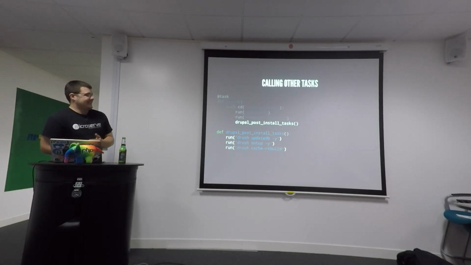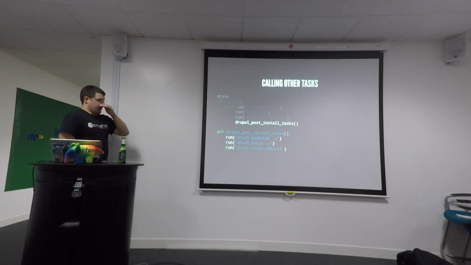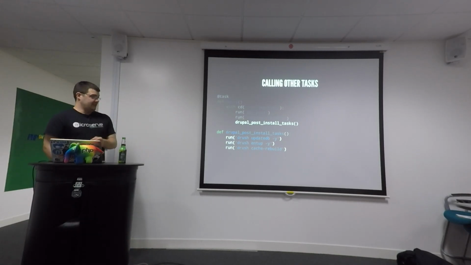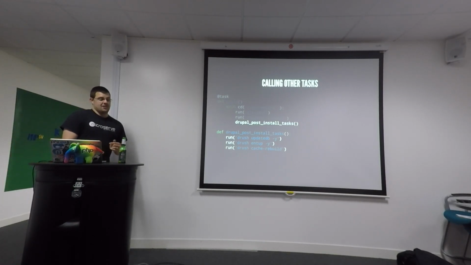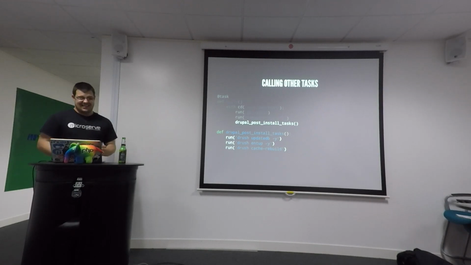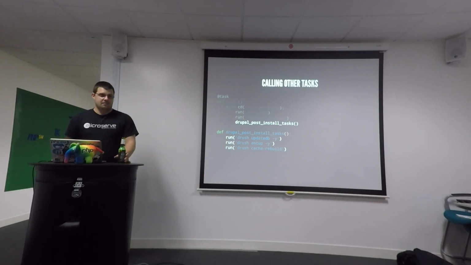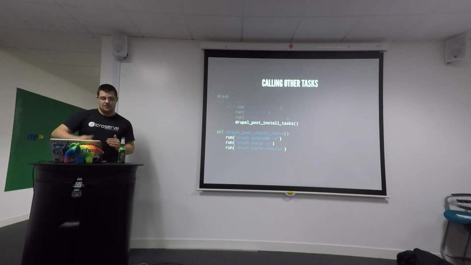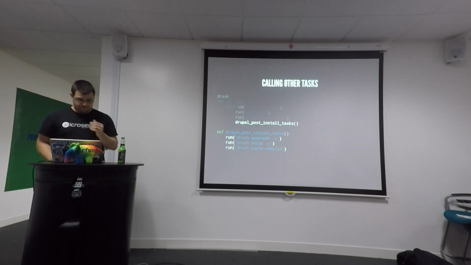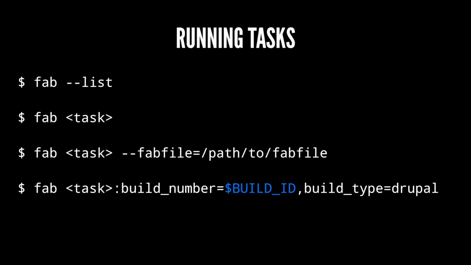But if we define @task, that essentially sets it to be public, and therefore everything else is private. So in this scenario, I could run fab build, and it would run the build task. But if I tried running fab Drupal post install, it wouldn't run because it's not been defined as a task. It's a nice way of breaking things up, rather than having really, really long tasks, split them up into several smaller things.